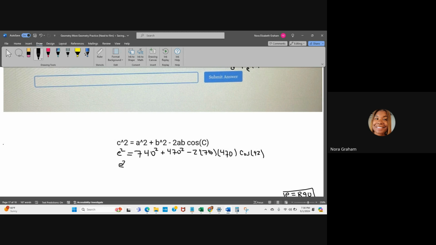So I get E squared equals 547,600. Again, these are really big numbers for these Delta Math problems. And then plus 220,900. Oh, I can't speak today, guys. I've been doing math all day. Okay. And then minus two. Actually, I'm going to do all this multiplied, right? So that's going to be 695,600. Okay. That's a 5 right there. And then cos of 92.